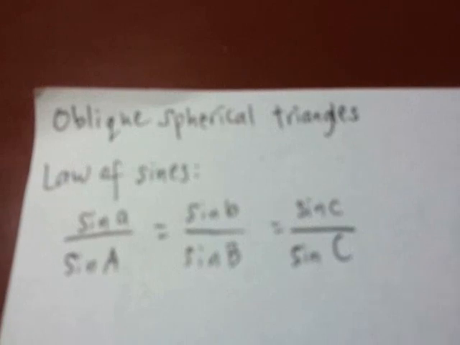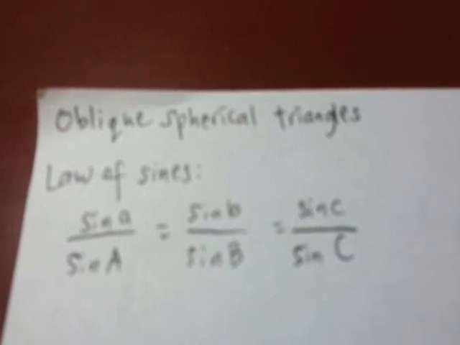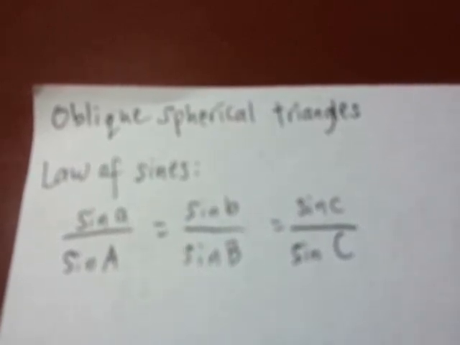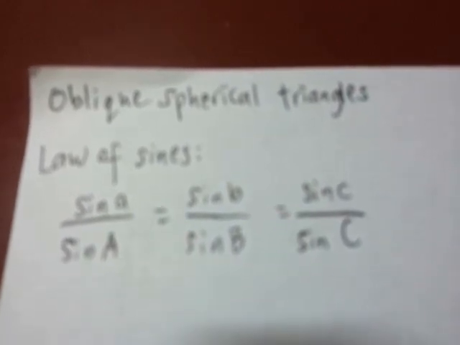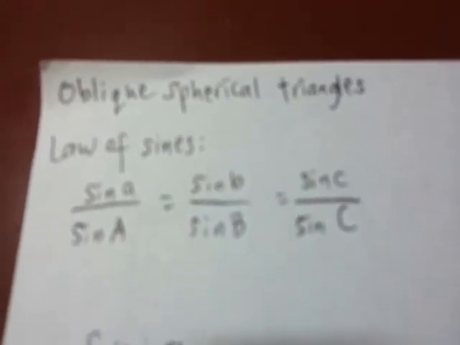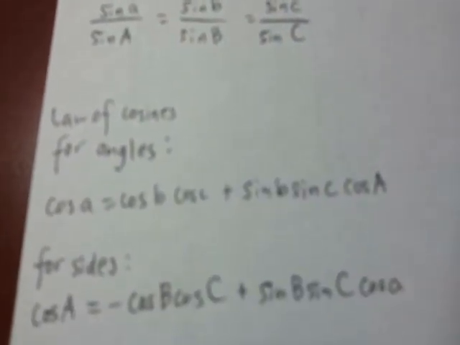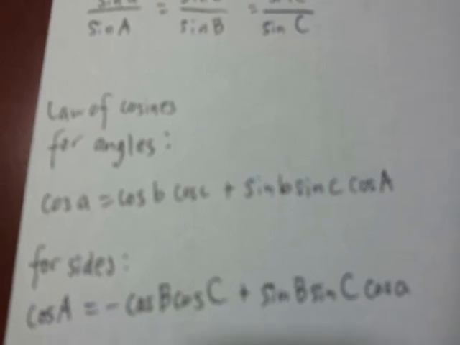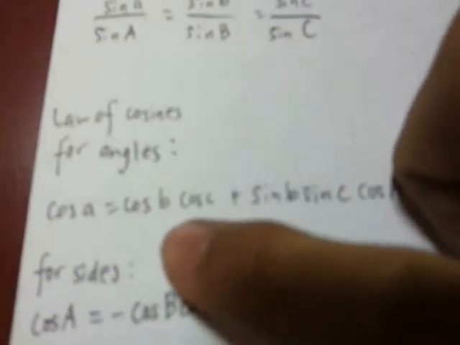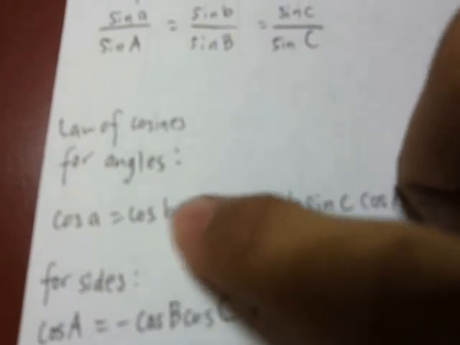Before we proceed into solving oblique spherical triangles, I want you to memorize the following. First, the law of sines. Take a look at it. And then the law of cosines, we have two: for angles and for sides. What's important in this law of cosines is that these two should not be the same with this.